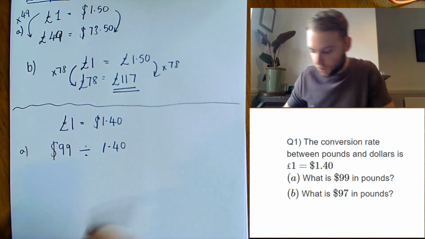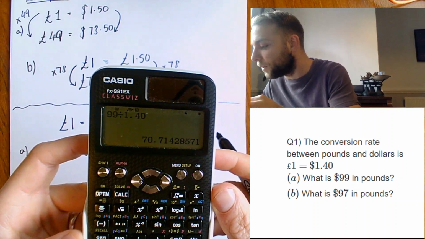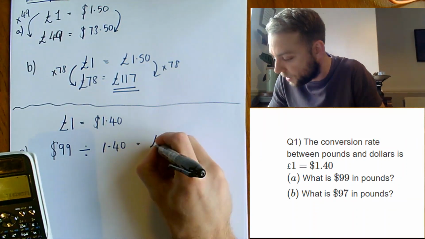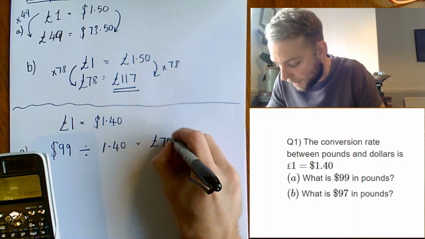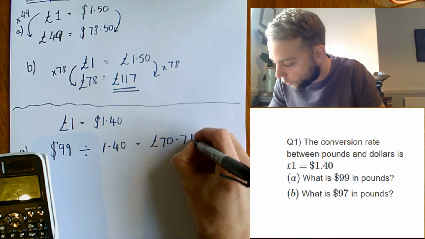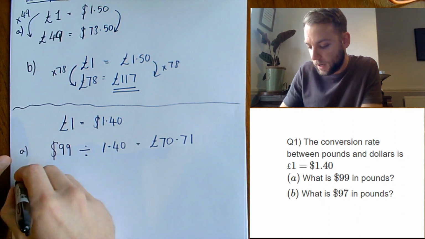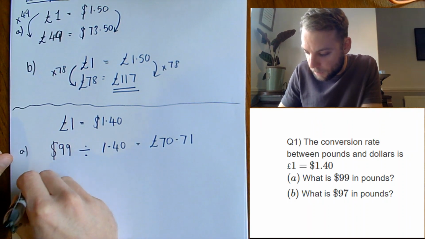which is equal to, now it's giving me here 70.714. So I know I need to round that to one decimal place. Remember, this is converting to pounds, so that's going to be £70 and 71 cents. So that's part A done. Really simple, this. Nice and straightforward. Let's have a look at part B.